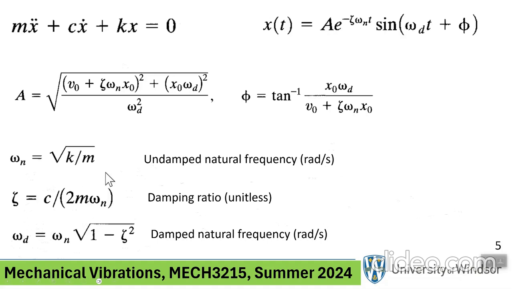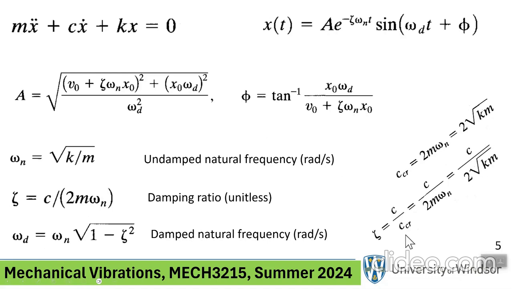Now, sometimes this thing that you see here, C over 2m omega n, or C over C critical, you write a different way, because if you substitute omega n from that expression, you get 2 square root of km, which is fine. I mean, zeta is equal to C over 2 square root of km.